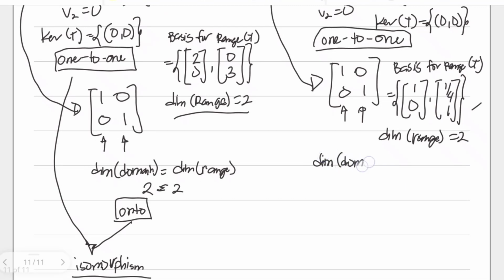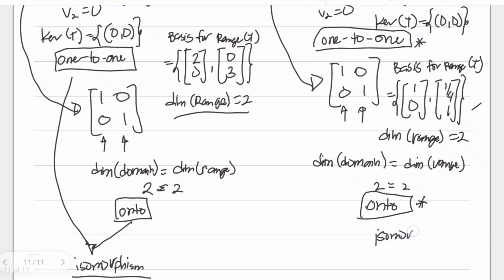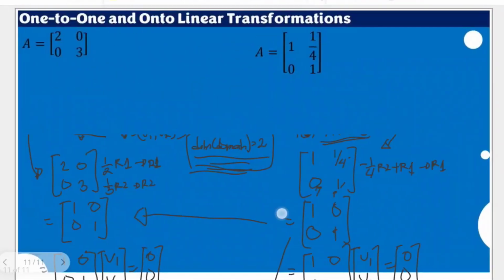Dimension of our domain is equal to the dimension of the basis of the range. 2 equal to 2. This is also an onto linear transformation. We have a one-to-one. We have onto. In short, this is also an isomorphism. Okay. So this is how we determine one-to-one and onto linear transformations, at the same time inserting the idea of isomorphism for these two given 2x2 matrices.